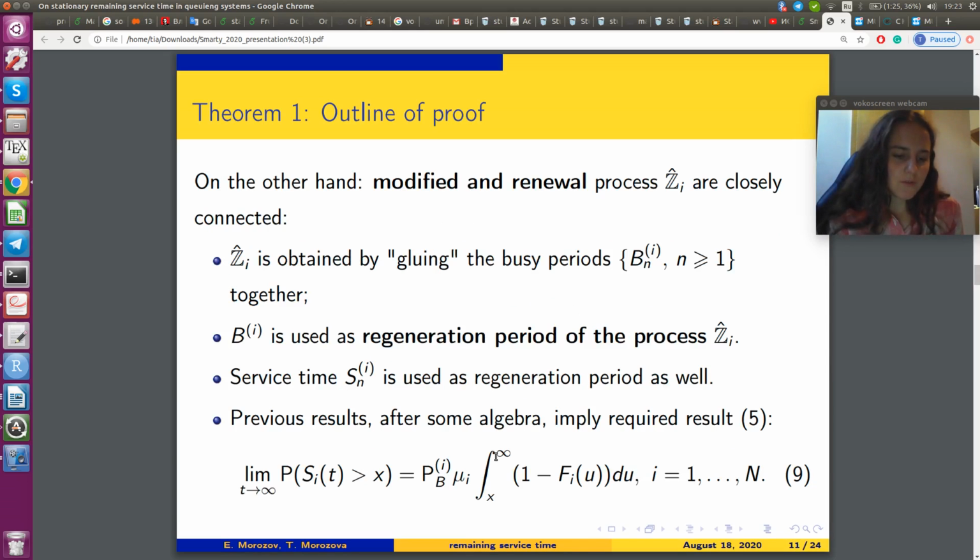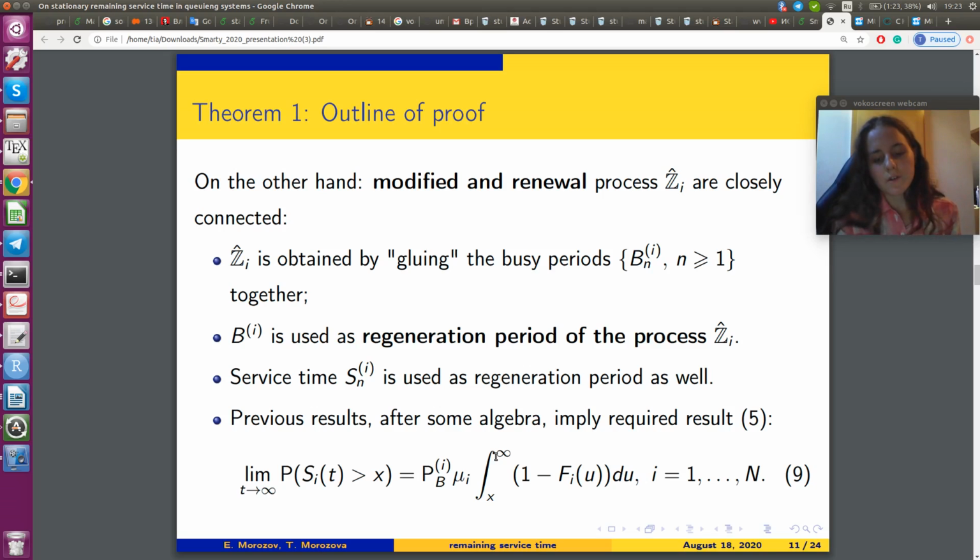Now about the modified process and the renewal one, and about its connection. Of course, the renewal process is also obtained by joining all the busy periods together. And most important, since we didn't have the original regenerating period for the renewal process, the busy period can actually be used as the regeneration period because we only have busy time here. And the original service times can also be used as the regenerative periods.